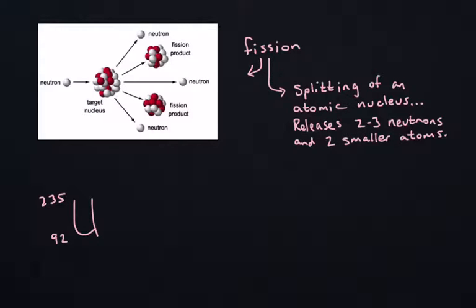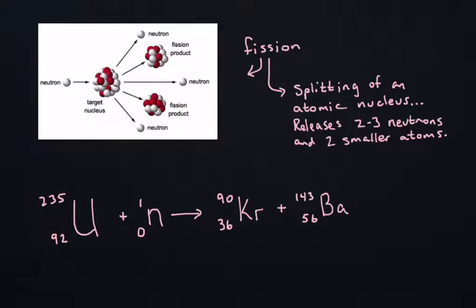So we have an isotope of uranium, uranium-235, and if we shoot a neutron into that nucleus, it's going to turn into, for a moment, uranium-236, which is unstable. And when that happens, the nucleus is going to split into 2 smaller elements, krypton-90, for example, and barium-143.